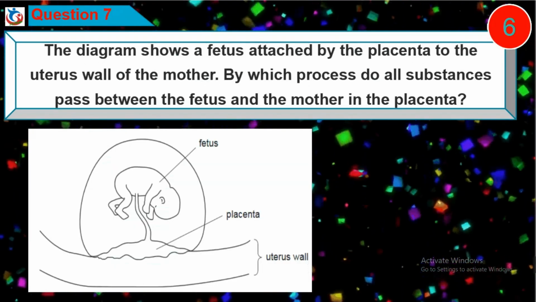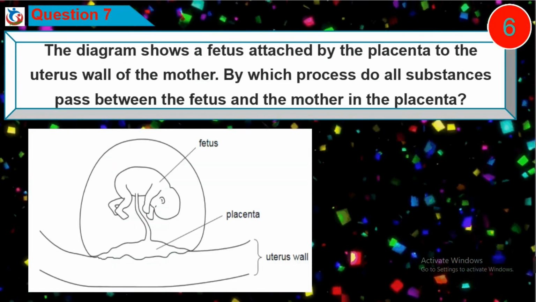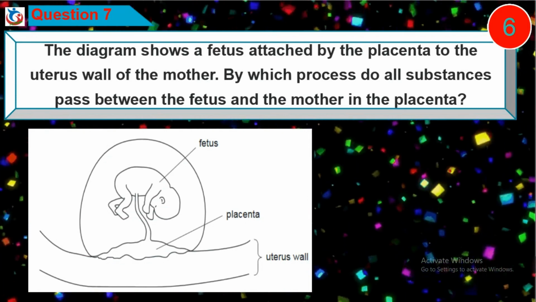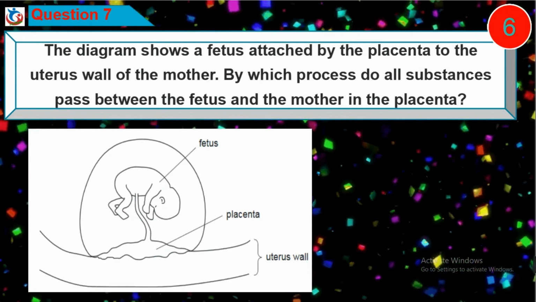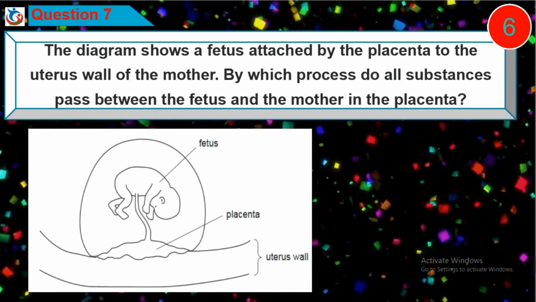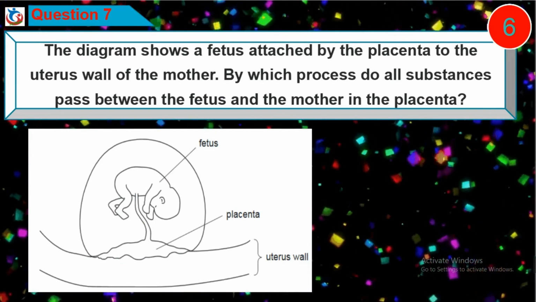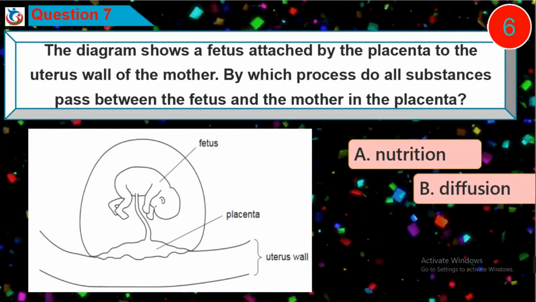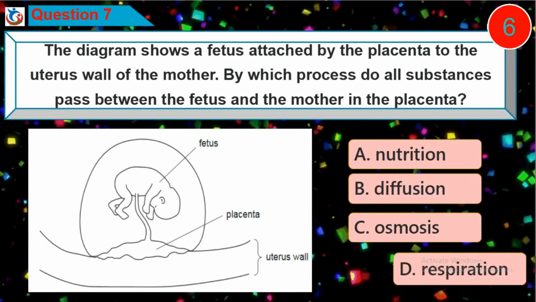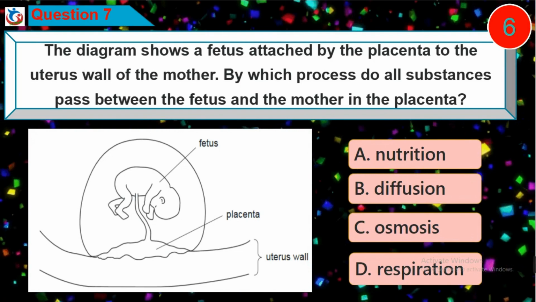Question 7. The diagram shows a fetus attached by the placenta to the uterus wall of the mother. By which process do all substances pass between the fetus and the mother in the placenta? Is it option A, B, C, or D?